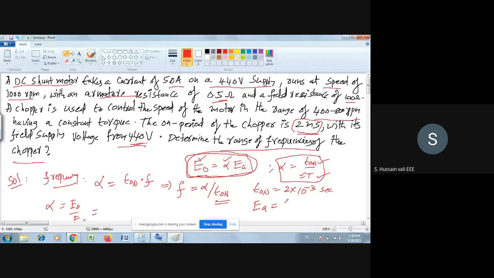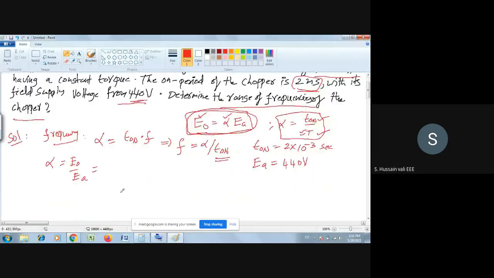Okay, we got EA. Then what we don't know here? We don't know E naught. E naught we have to find out. What is E naught? E naught is the output voltage of the chopper or input voltage to the motor. So what is the input voltage to the motor? Generally, we have the equation EB plus IA RA. So to find out E naught, we have to find out all these three, one by one.